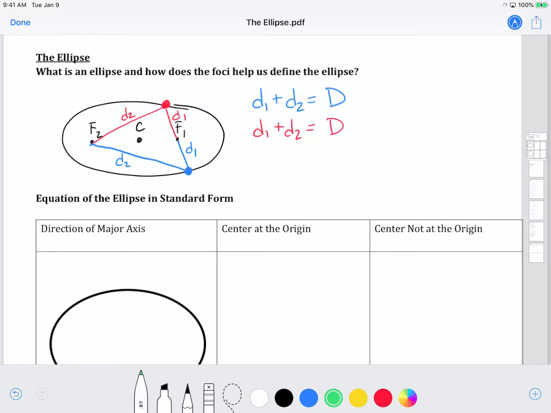Same thing goes if I take another point. Let's say I take this point over here. If I take the distance from focus 2 and the distance from focus 1, and I add those up, I'm going to get the same distance. So all of these points are formed because as I trace the points around the ellipse, those distances to each focus point will add up to the same total distance. And that is how the points on the ellipse are formed.